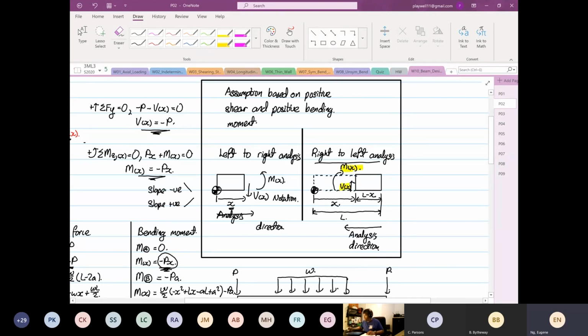Can you see that? Yeah, I was thinking a positive moment was always counterclockwise. No, not that way. Okay, you don't do it that way.